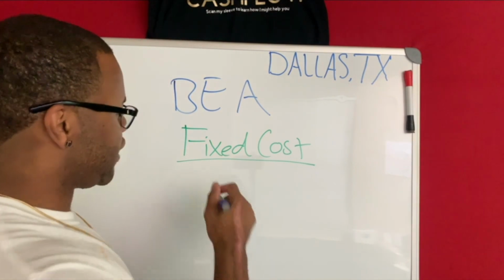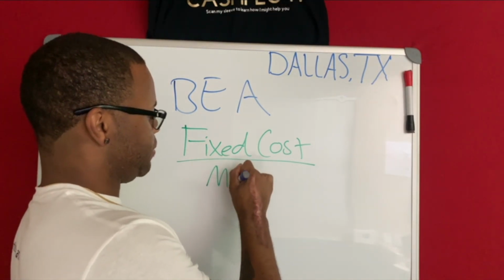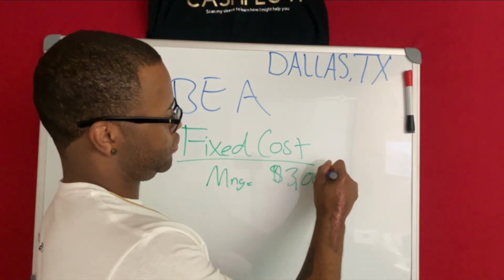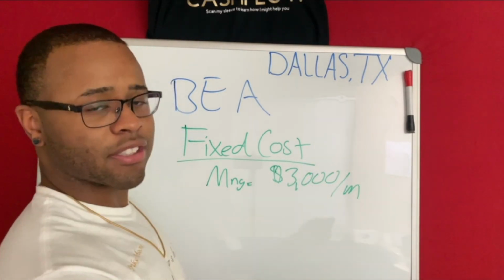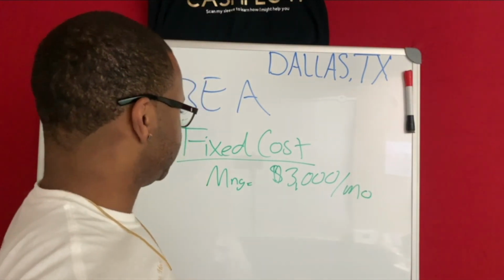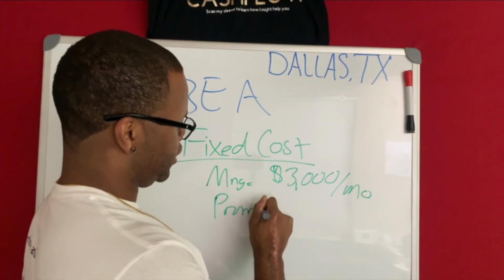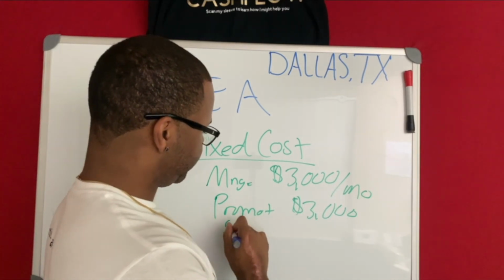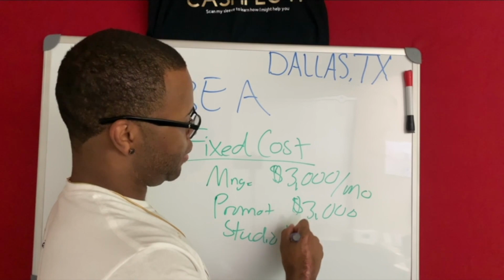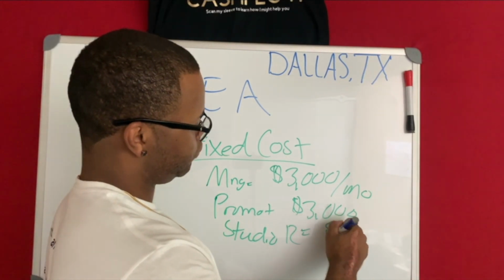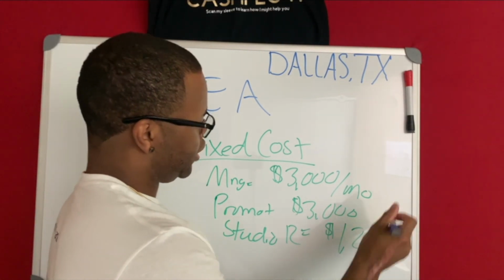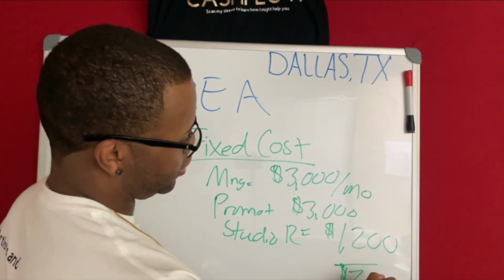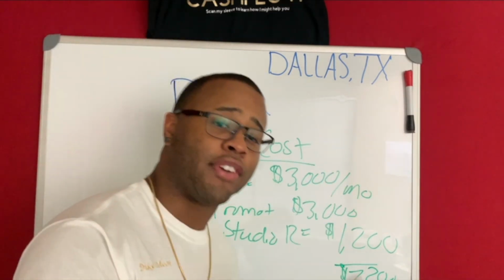So, we can say our fixed costs were our management fees. Let's say we paid $3,000 a month. Now stay with me because it's gonna make sense. $3,000 a month for management fees, or promotion fees. Let's say we pay another $3,000. And let's just say for studio rent, we pay $1,200. Okay, so we add these together, we get $7,200. This is our fixed cost.